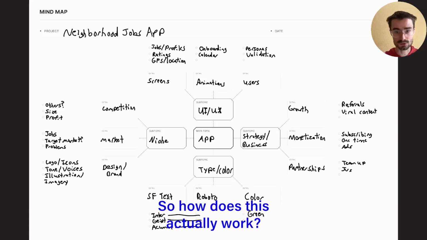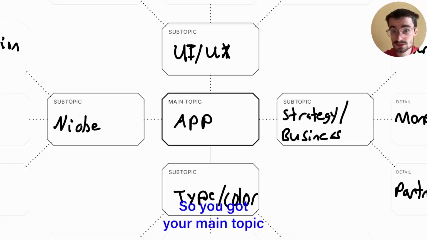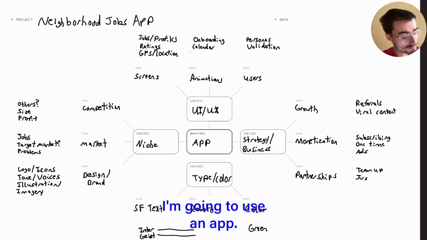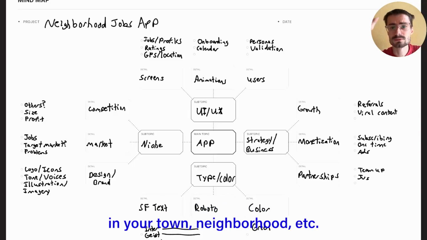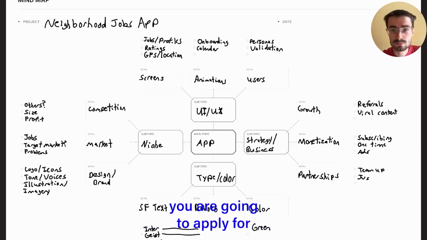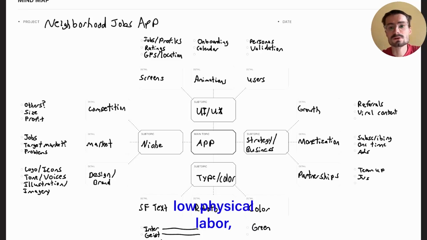So, how does this actually work? Well, let's go through it. So you got your main topic. For this example, I'm going to use an app. The app's project is Neighborhood Jobs App. So the concept of this is you basically, in your location, in your town, neighborhood, etc., you are going to apply for very basic jobs. So like babysitting, dog walking, cat sitting, picking up trash, community events, that type of thing. Okay, for jobs that are very low physical labor, low maintenance. You don't really have to think about it while doing it, kind of thing.